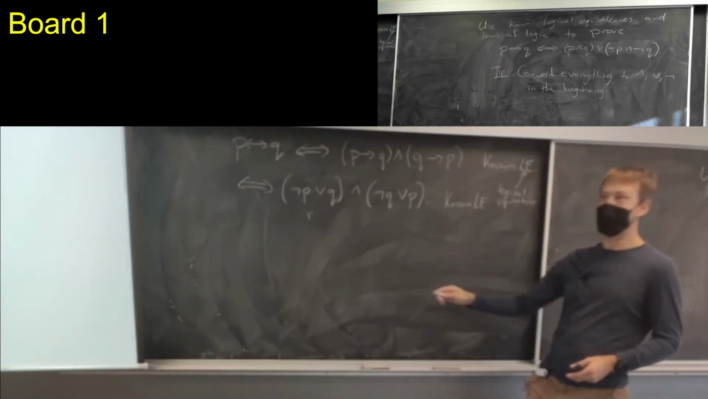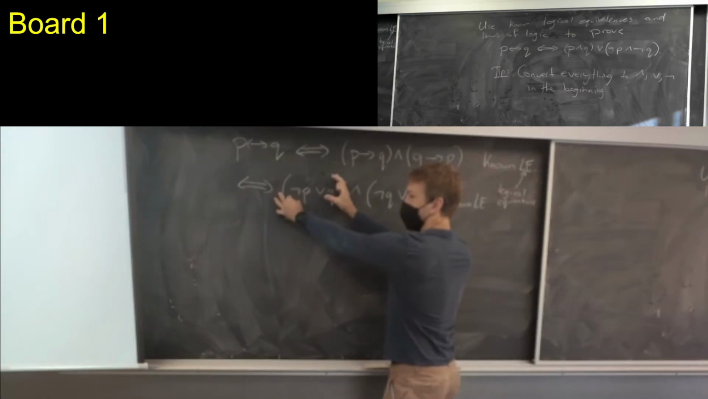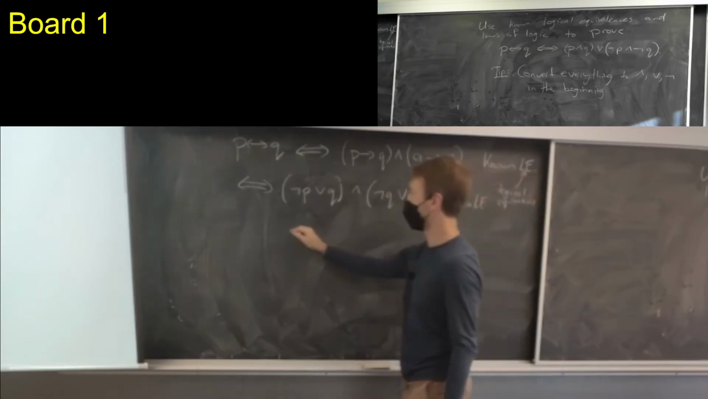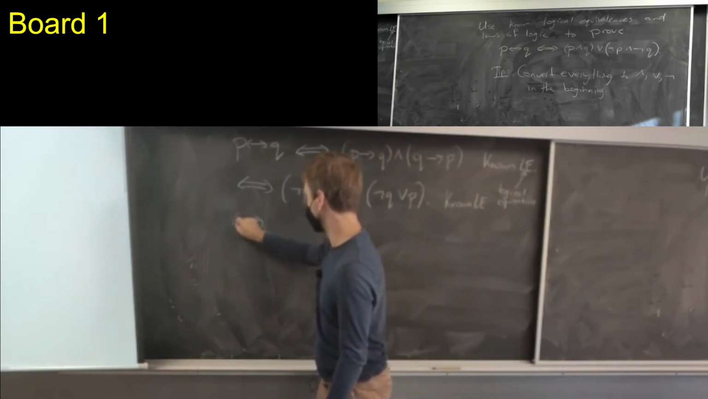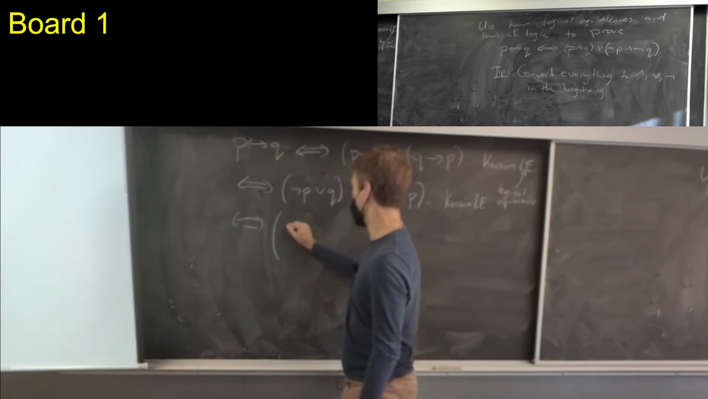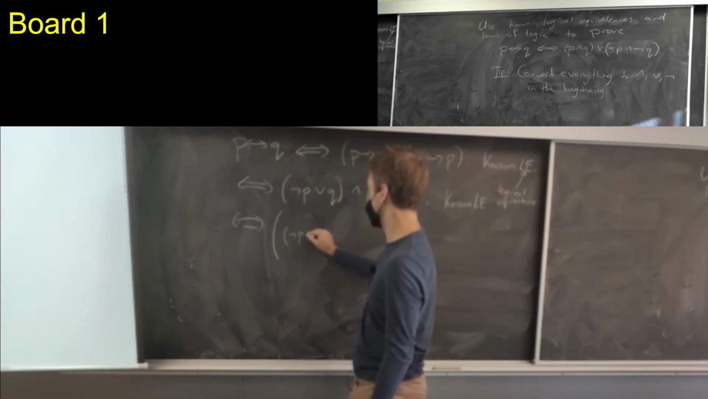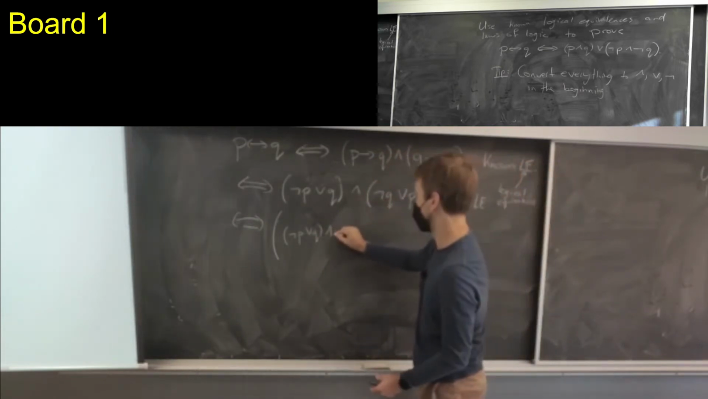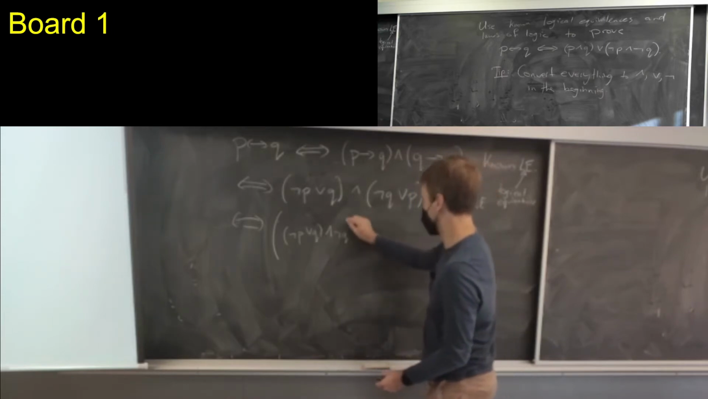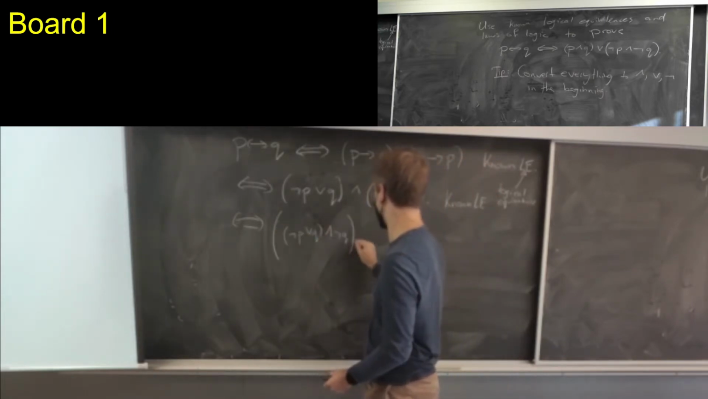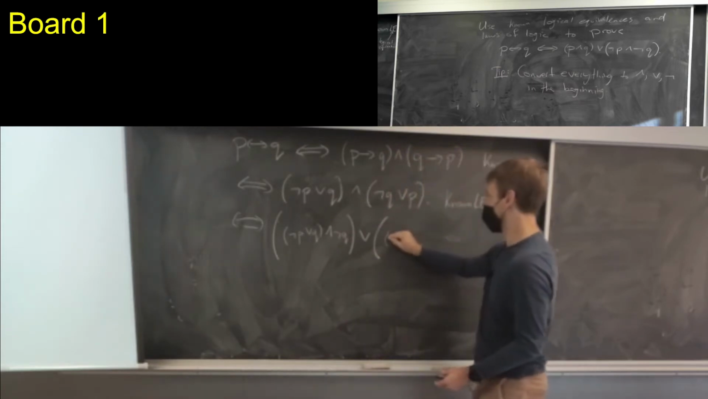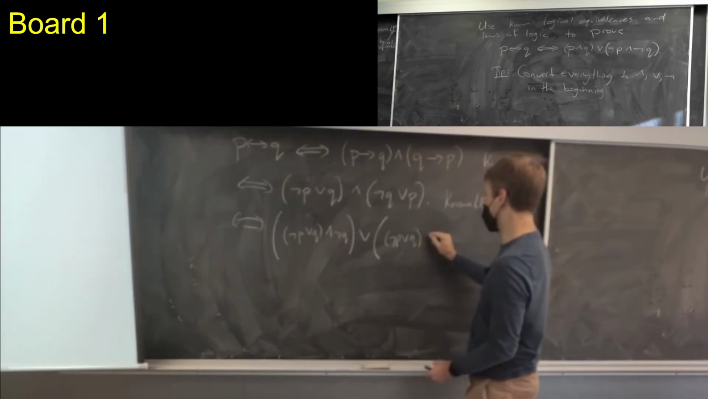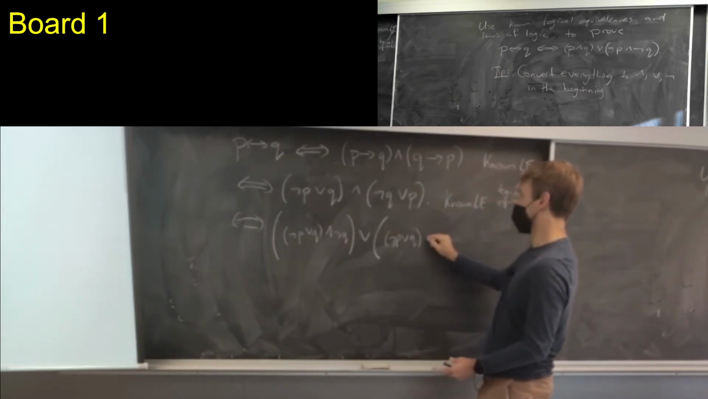Is that clear? So if I think of this whole thing as being one block, one statement, I can bring that statement inside. So this is going to give me a lot of brackets, I think. So what I want is not P or Q, and not Q, or not P or Q, and P.